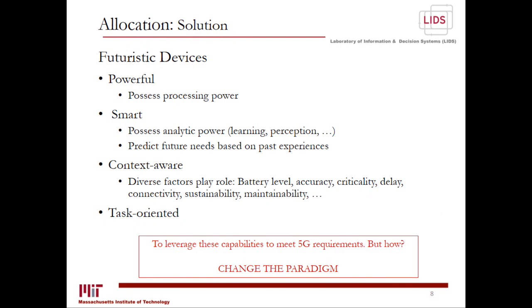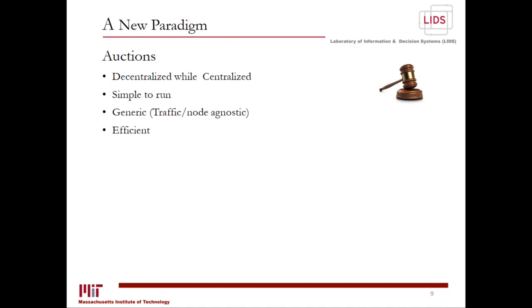So our idea is we have to change the paradigm for the allocation compared to what we have at this moment for the 4G network, which is a very basic weighted sum algorithm for proportionally dividing a spectrum between nodes. The new paradigm, we believe, is about auction mechanisms.